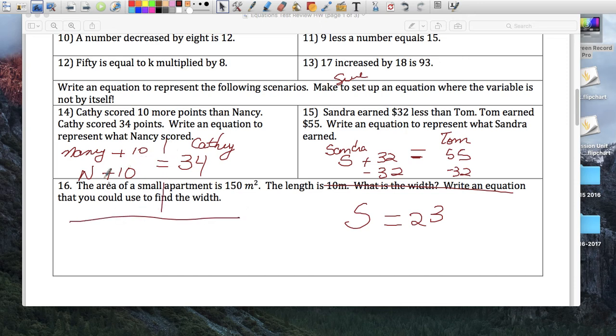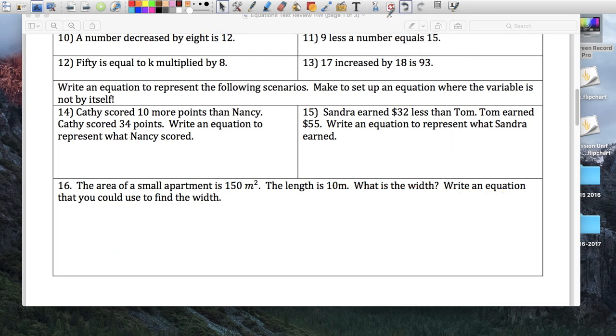Okay, so over here, let's actually solve this. So this would be minus 10, minus 10. The plus 10 and minus 10 equals 0. So you're left with N, and 34 minus 10 is 24. Does that make sense, that Nancy scored 24 points? Yes, because how much did Kathy score? 10 more points. So there you go. The way we set it up actually gets us to the answer.